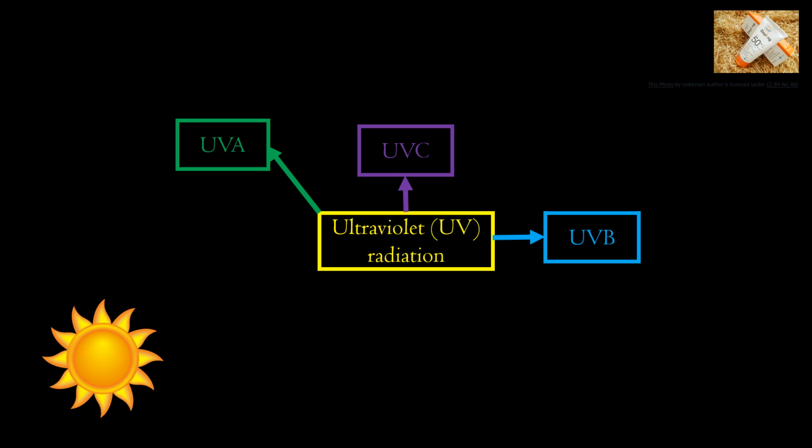While UVA and UVB rays are transmitted through the atmosphere, all UVC and some UVB rays are absorbed by the Earth's ozone layer. So most of the UV rays that you come across are UVA with a small amount of UVB.